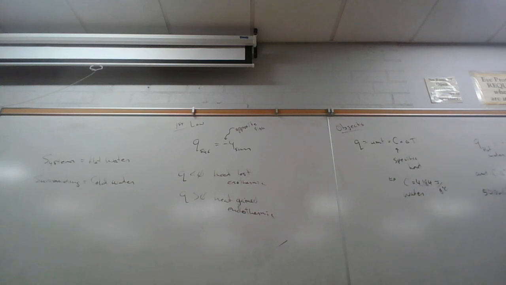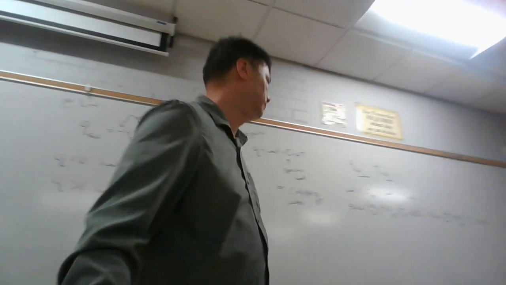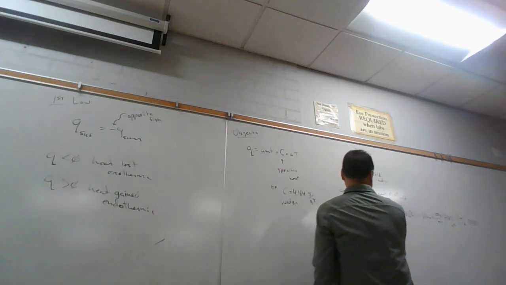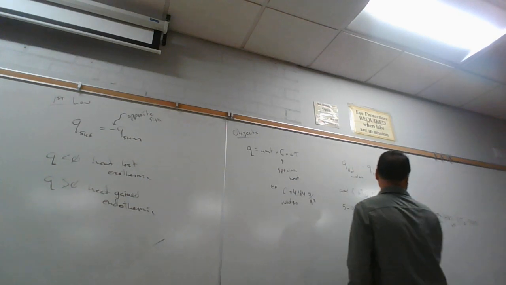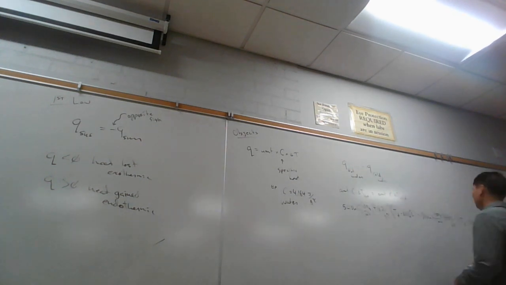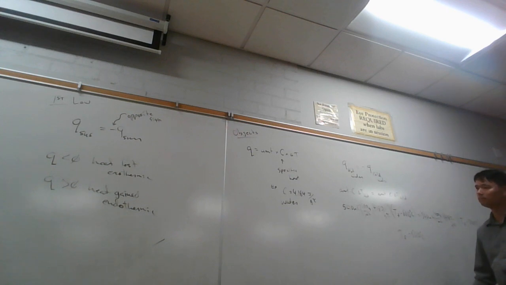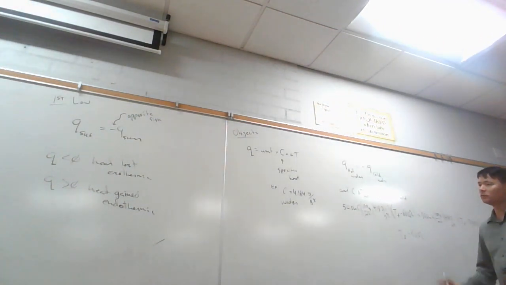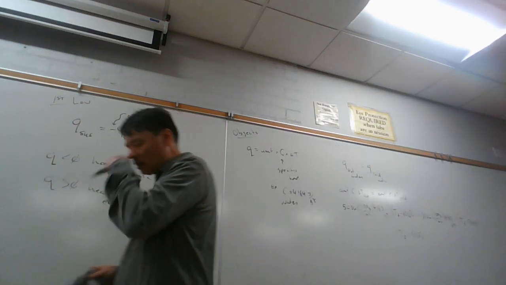I could have canceled it out up here, but I didn't. And so we'll just cancel this out. Is that what you did, Alex? Yes. Just cancel that, and then solve for T final. T final is 50.0 degrees C. So this is an application of the first law of thermodynamics to objects.